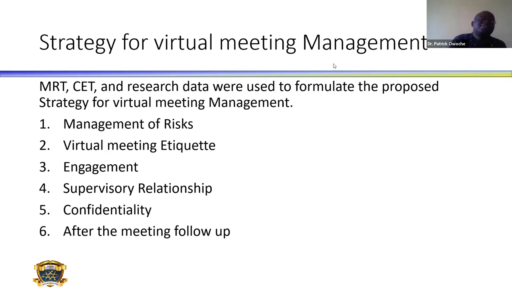Management of risks means that there are risks associated with the process of virtual engagement, and therefore these risks need to be known in advance and mitigated or addressed. For participants in the virtual meetings, again, they need to behave well and maintain an atmosphere of peace where everybody, the supervisor, the co-supervisor, or several supervisors, and the students feel comfortable.